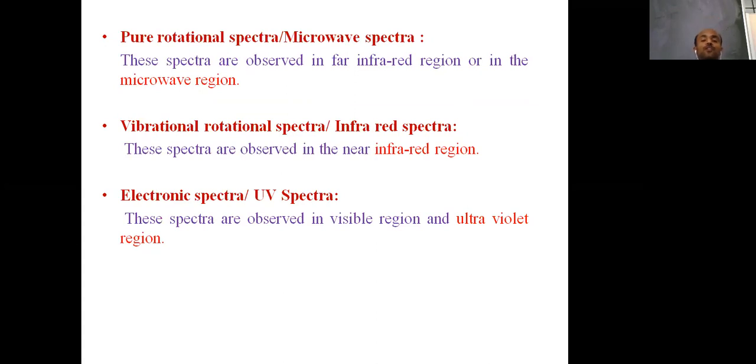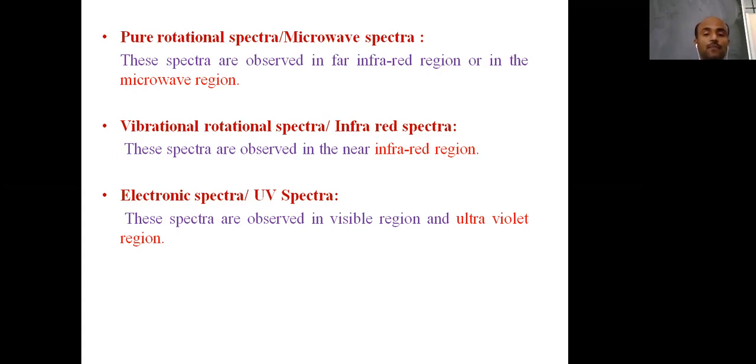Now, pure rotational spectra or microwave spectrum. When a material is exposed to microwave radiations, then it shows rotation. So only rotation is observed in microwave region. Therefore, it is also called as microwave spectra. During this rotation, there is a transition in energy level which results in the spectra, that is called as microwave spectra, or it is also called as pure rotational spectra.